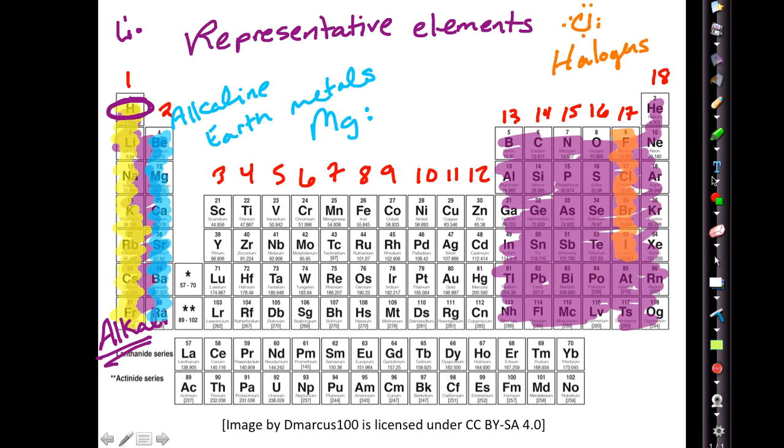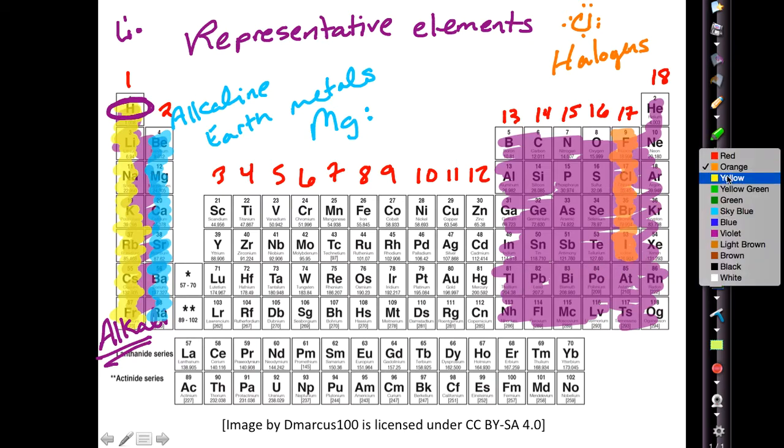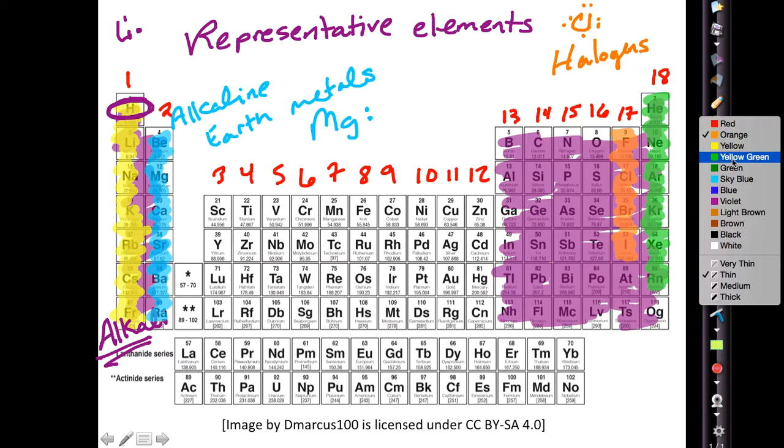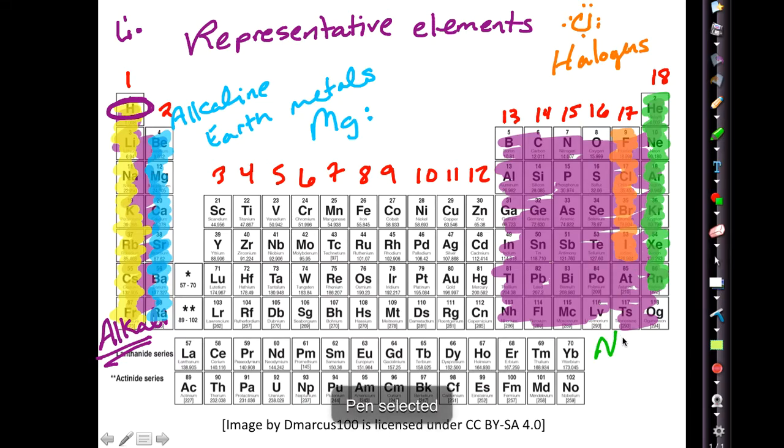One more column, one more group that we want to look at here before we're all said and done with our discussion. Let's go with green for the last group here, and that's column 18, group 18 on the periodic table. These are what are referred to as the noble gases. So unlike the previous 3 groups that we talked about, noble gases are incredibly unreactive.